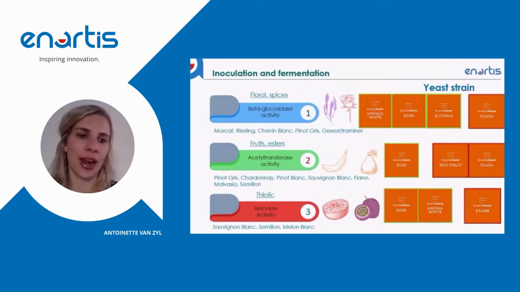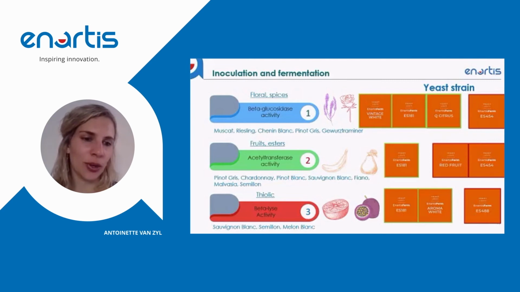So in our range, the yeasts you would be looking at for these various enzymatic activities: in the case of beta-glycosidase, you need Vintage White, ES181 or Q Citrus. In the case of red wines, ES454. For acetyl transferase activity, you can use ES181, or for red wines, Red Fruit and ES454. And for the beta-lyase activity, you can use ES181 or Aroma White for beautiful Sauvignon Blancs, for example. And in the case of reds, you can use ES488.